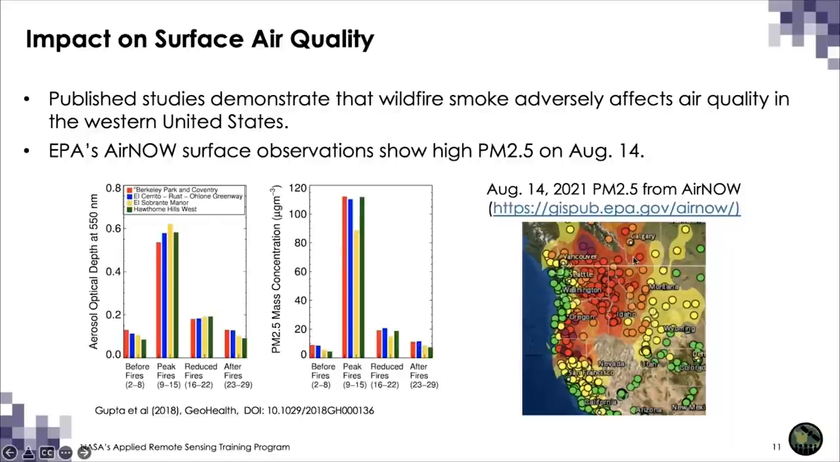The map on the right comes from the U.S. Environmental Protection Agency's AirNow website and shows PM2.5 concentrations for August 14. High values are present over much of the northwestern United States on this day. In our next step, we will compare data from two of those monitors to output from MERRA-2.